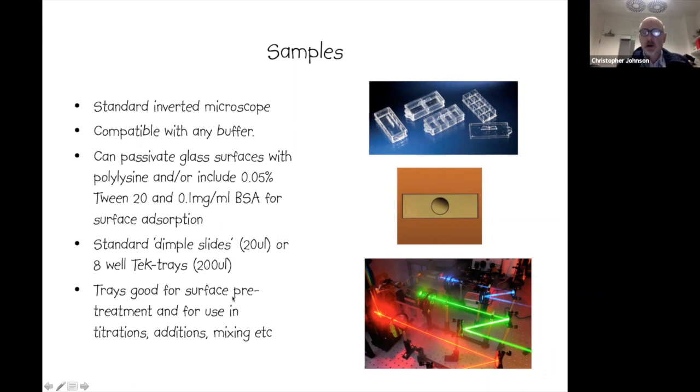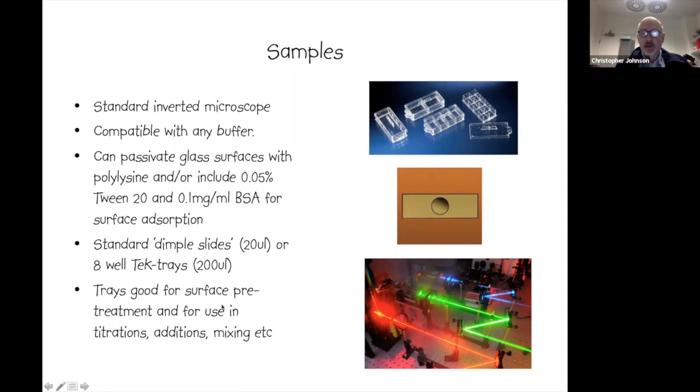The trays are quite nice in that you can passivate them with a variety of substances. We use polylysine quite a bit, but you can also use BSA to passivate surfaces, or that can be included in your buffer as a sacrificial protein to coat the glass surface.